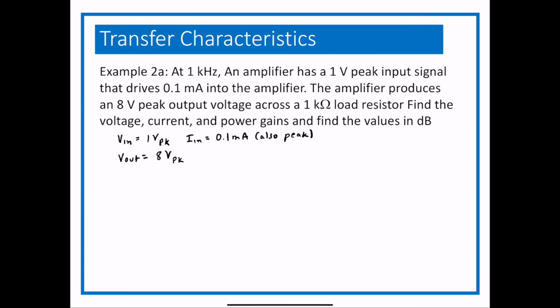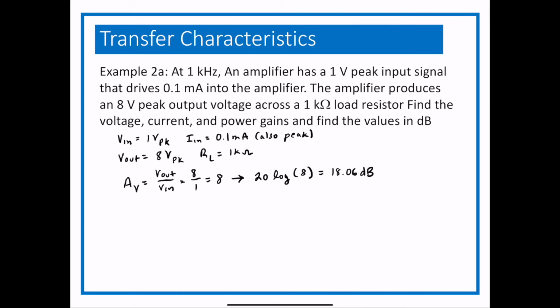And we don't know Iout, but we do know RL, so we can figure out Iout in a minute. So the voltage gain is going to be Vout over Vin, which is 8 over 1, which equals 8. And if we want to change that to decibels, we take 20 times the log of 8, and that gives us 18.06 dB. So that is the voltage gain.